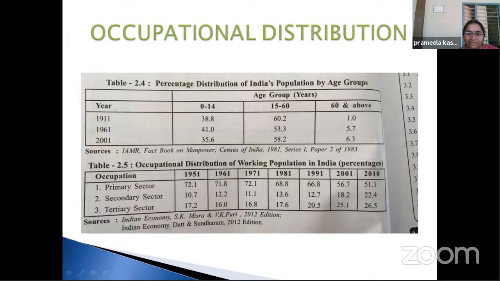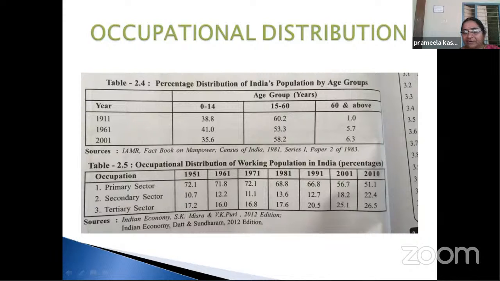If we go to the percentage distribution of the Indian population by age group in the year 1911, the 0 to 14 age group was 38.8%, and the productive age group, between 15 and 60 years, was 60.2%, and above 60 it was only 1%. Due to high death rates, the above 60 age group contributed only 1%, and it increased to 6.3% in the year 2001. The share of children between 0 and 14 decreased to 35.6%, and the productive age group remained at 58.2%.